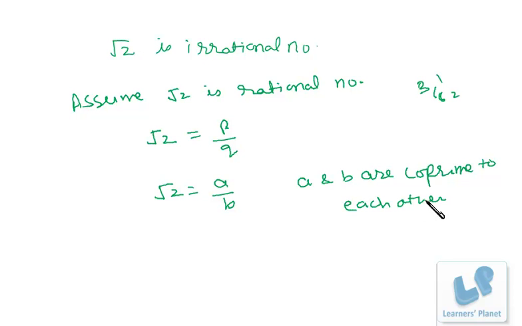Because we are discussing every possibility. See, root 2 is a rational number, that is p by q. But if there is any common factor between the two, that means this is not the simplified form. So we eliminated the common factors of p and q to get the fraction a by b, where a and b are co-prime to each other, that means none of the factors are common between a and b. That means root 2 is equal to a by b. Now a is equal to b root 2, or we can say a square is equal to 2b square.